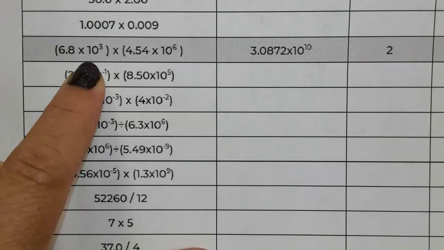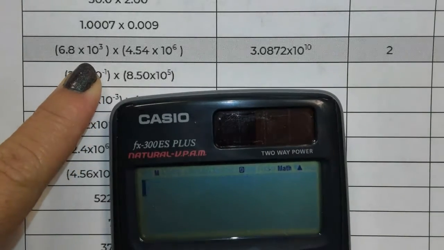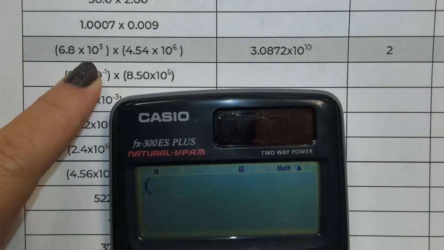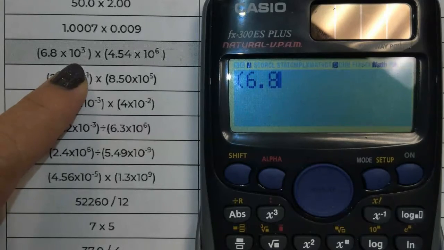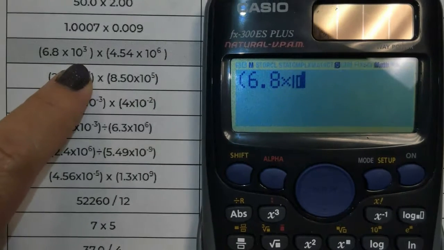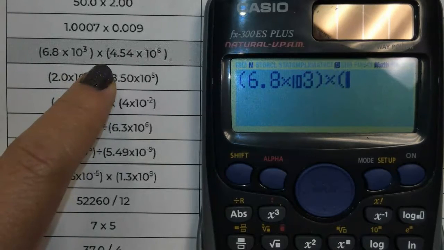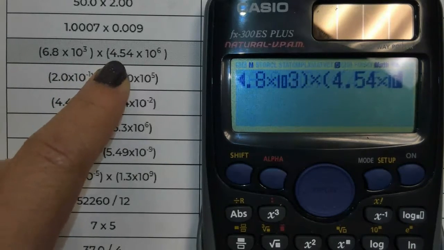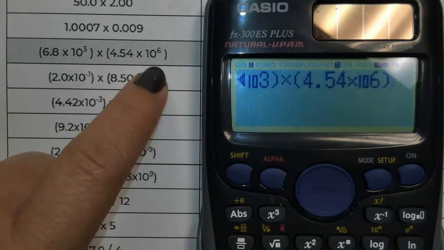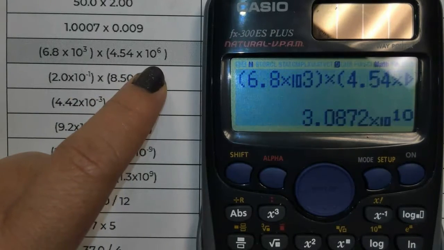Here's another example that's a little bit more complex. So when we type this into our calculator, we're going to open parenthesis, 6.8 times 10 raised to the 3, close that parenthesis, times, open parenthesis, 4.54 times 10 to the 6, close parenthesis, equals, and we get this number in our calculator.